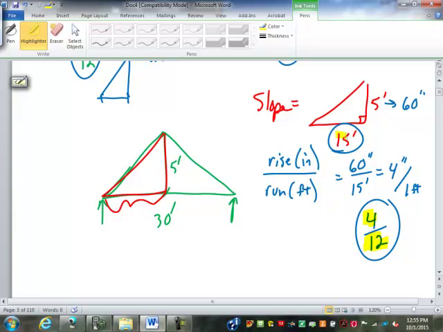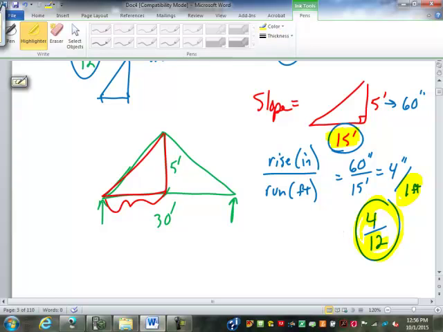But that's why we divide by the run in feet, so that it's automatically 1 foot is 12 inches. So we divide by the run in feet so that we automatically end up with a denominator of 12. 1 foot is 12 inches. So this is a 4/12 slope. Do you see how the slope is calculated?